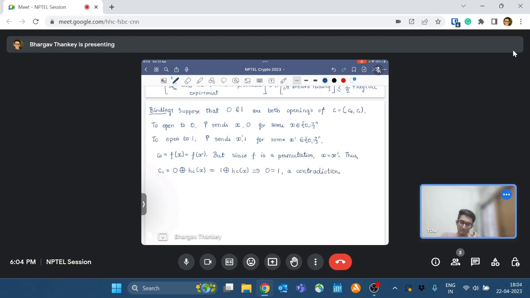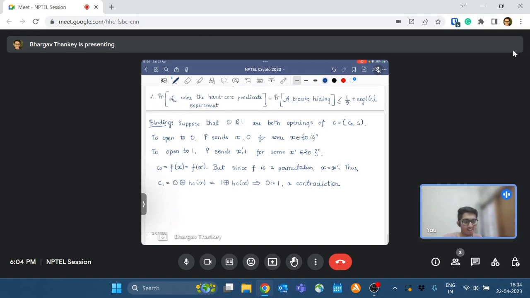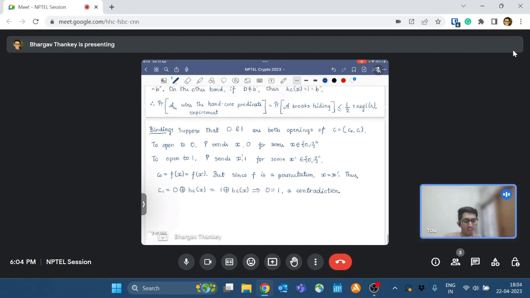So this means that you cannot open any commitment to both 0 and 1. So the commitment also has binding. In fact, the binding is unconditional. The hiding was computational, because a computationally unbounded adversary can break the one-way permutation. So this was a commitment scheme based on one-way permutation.